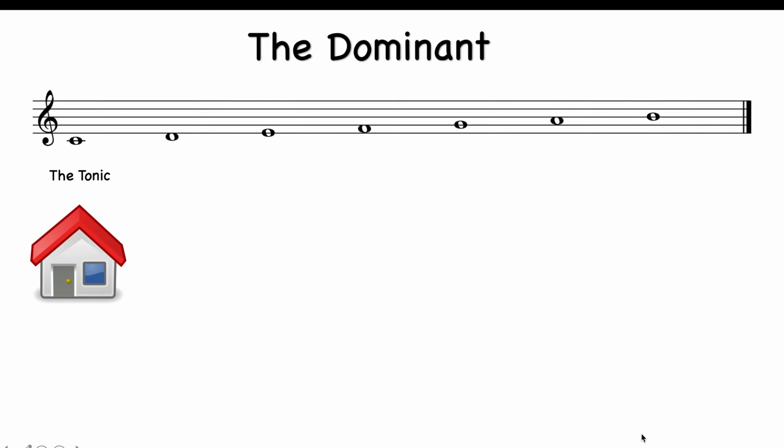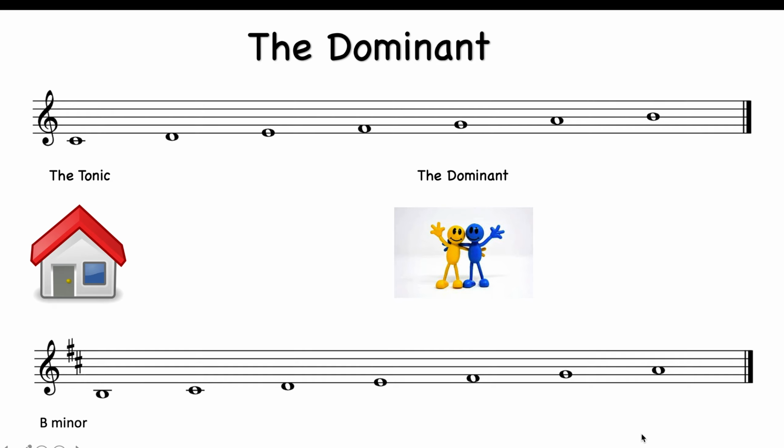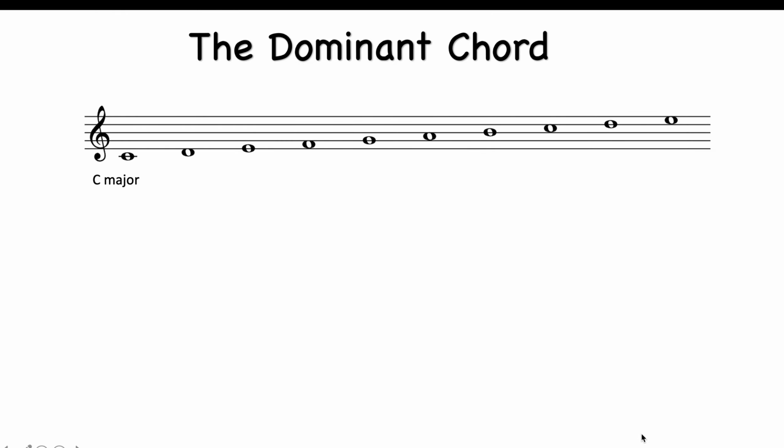The next most important note in a scale is the dominant, also known as scale degree number 5. In the case of C major, the dominant note is G. Think of the dominant as the best friend of the tonic, and I will show you why later on. If we're in the key of B minor, then the dominant is the 5th note, so F sharp.